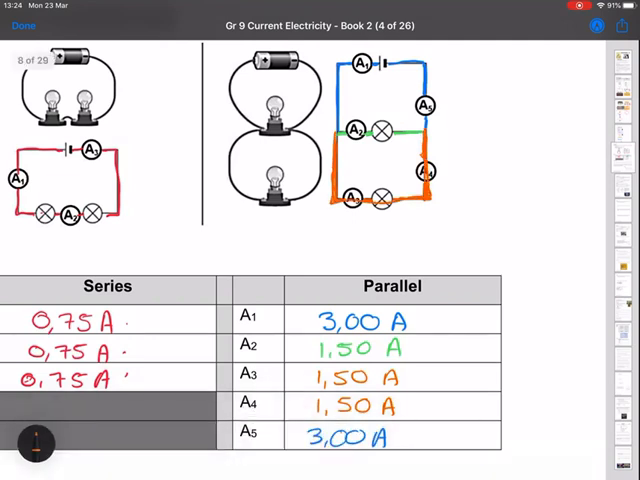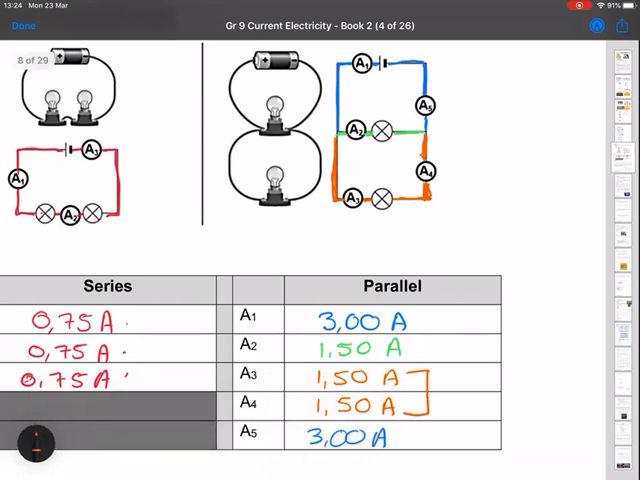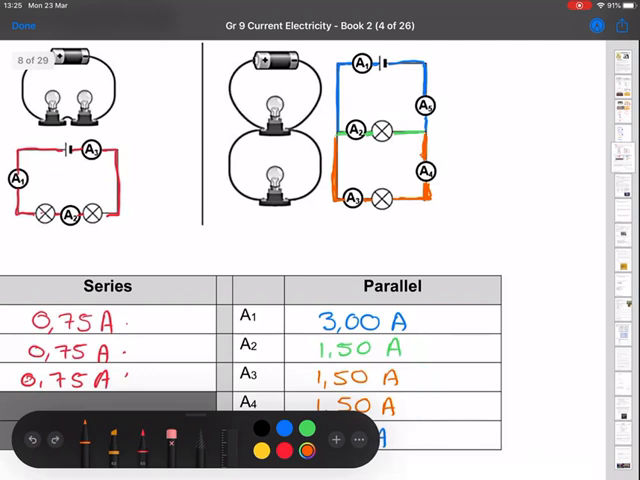And then lastly, we've got the orange line of the circuit. Anywhere along that orange line, current will be the same. You'll notice we've actually got two ammeters, one before the bulb, one after the bulb. And in both cases, the current on both of them is 1.5 amperes.